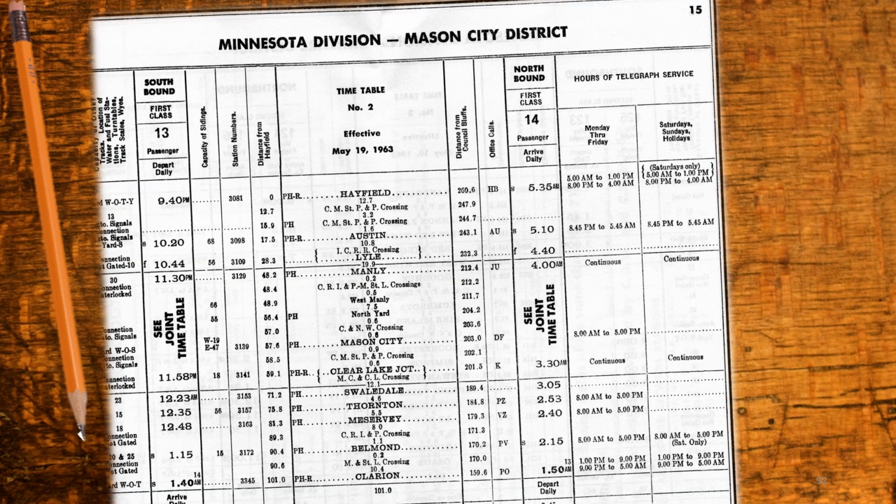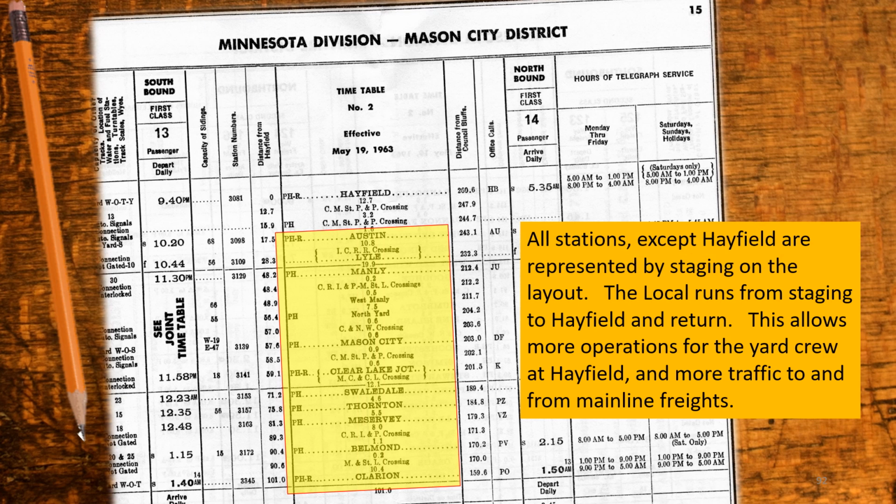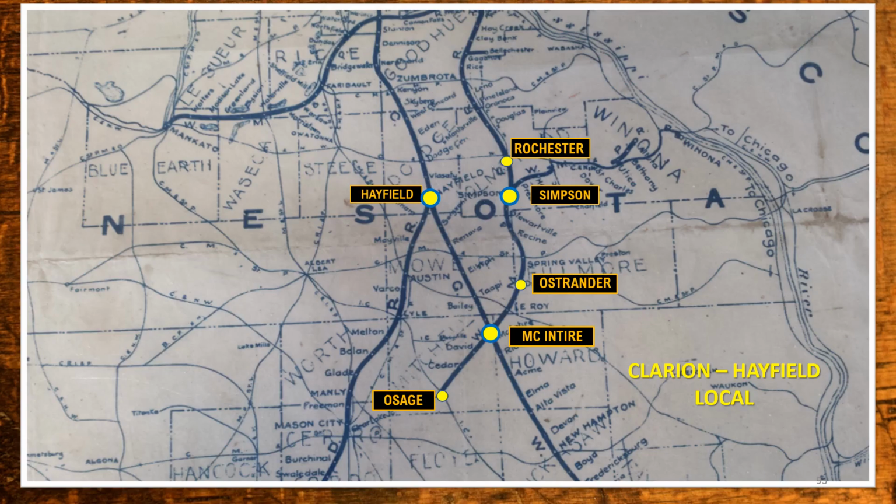Here's a scan of the Mason City District timetable from the Great Western. Like we had talked earlier, all stations to Hayfield are represented by staging on the layout. The local runs from staging to Hayfield and return, which allows more operations at Hayfield. So here's kind of an overview of the map where it actually ran. We're coming up north out of Clarion to Hayfield, and then they would lay over and return and work all those stations on the way down again.